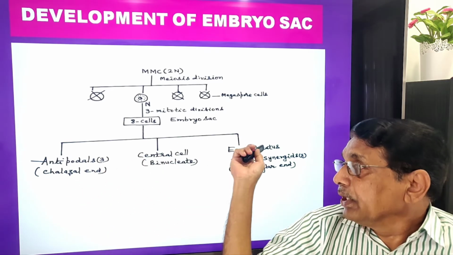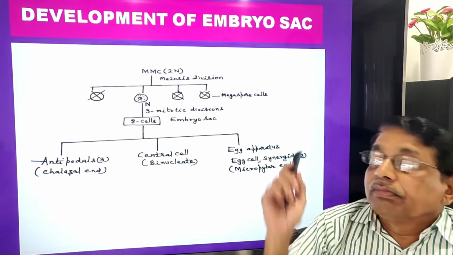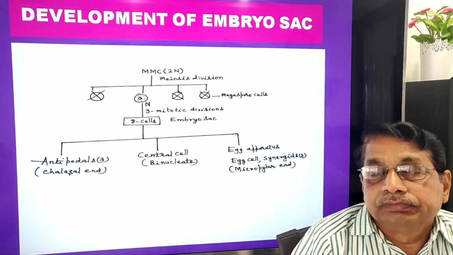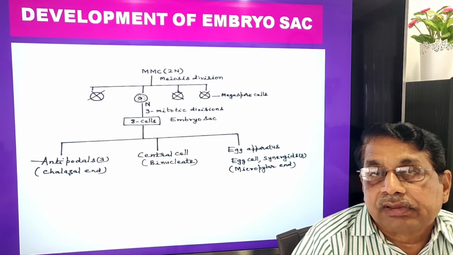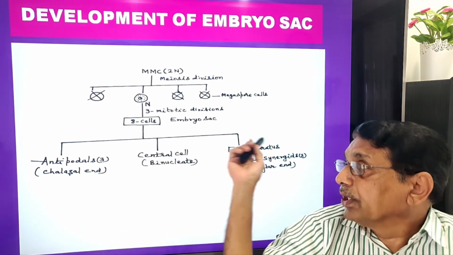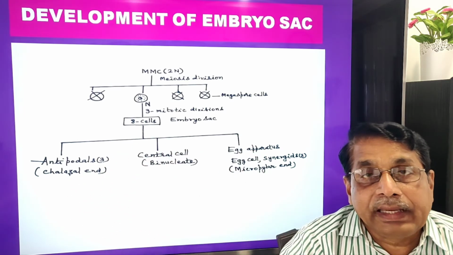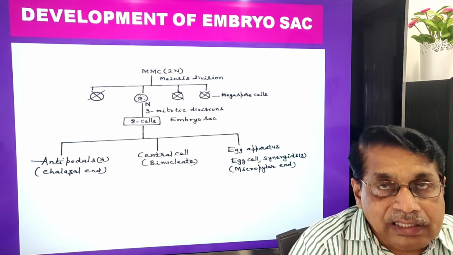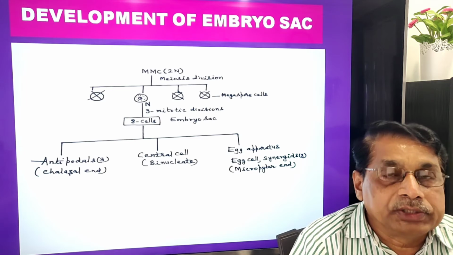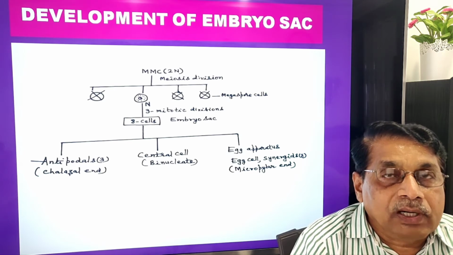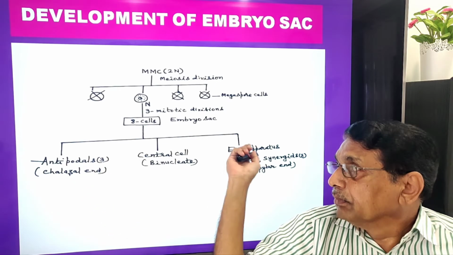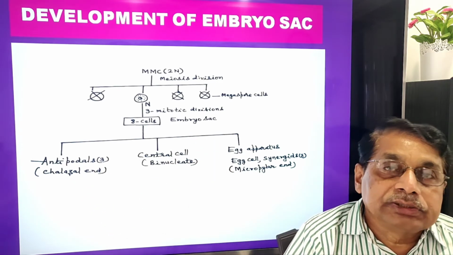So 3 plus 3, 6, 7. How many nuclei? 3 nuclei, 3 nuclei, 2 nuclei, 8 nuclei. 7-celled, 8-nucleate. Very, very important. At the time of fertilization, the embryo sac is 7-celled, 8-nucleate.